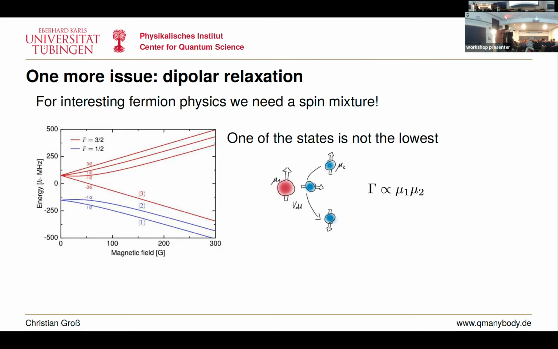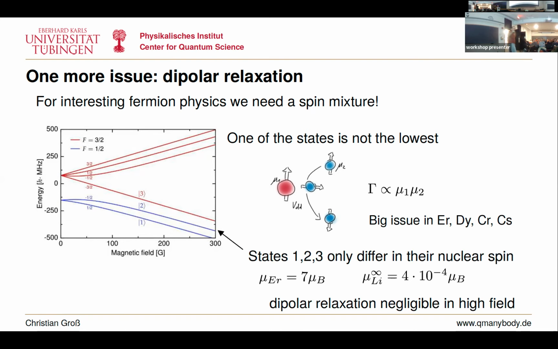But at intermediately high field, in lithium, you basically decouple the electronic spin from the nuclear spin. And then the relative magnetic moment between these spin states is very small. And then actually the product of the magnetic moment of erbium with the magnetic moment of lithium, which you have to take into account to calculate this relaxation rate, becomes pretty small.